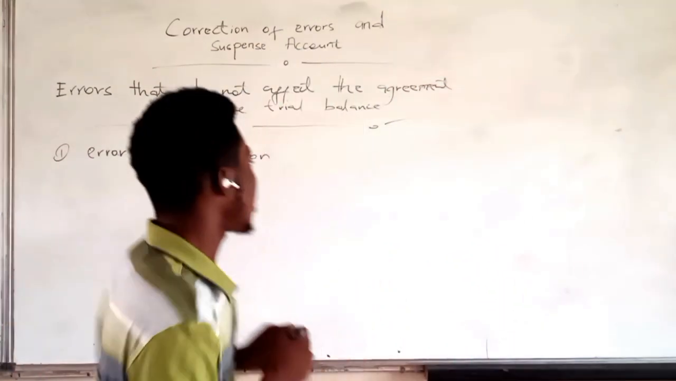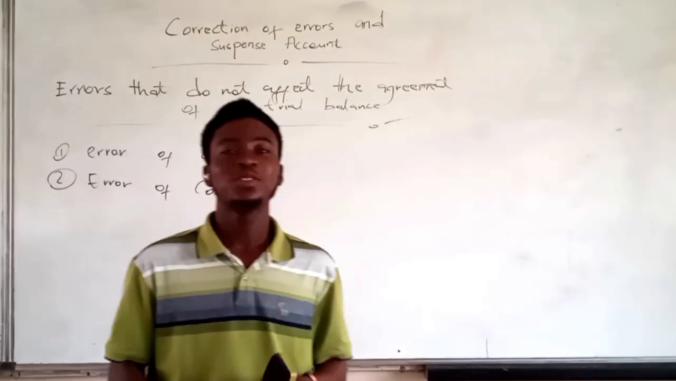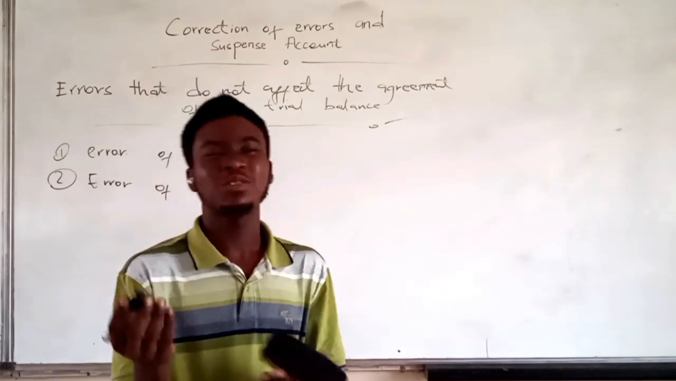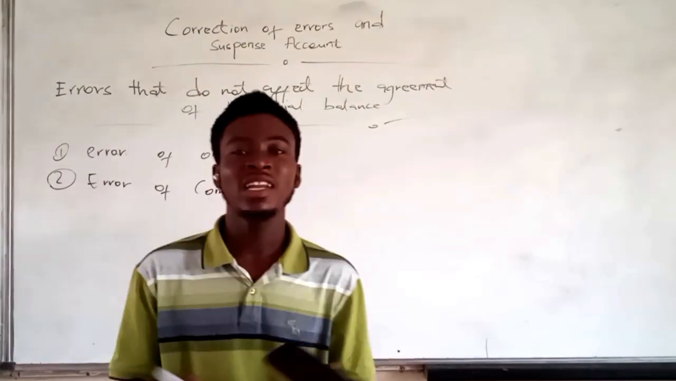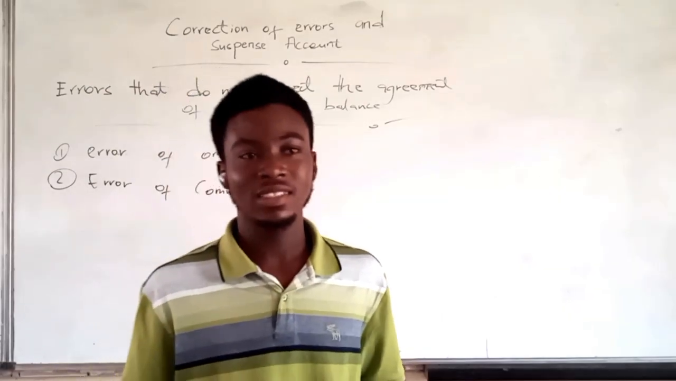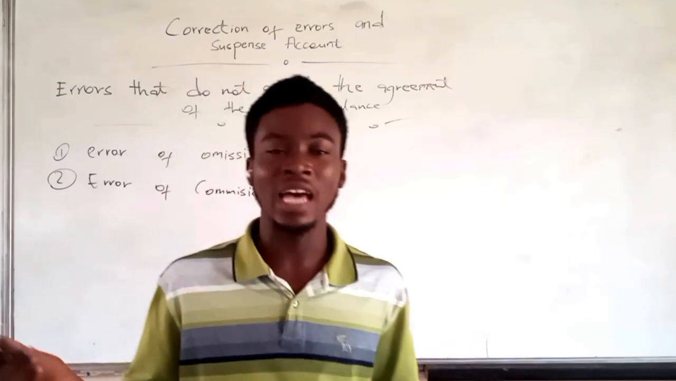Now let's go to the second one. That's error of commission. When we say error of commission, this deals with name similarities. Let's say Amma purchased goods on credit. So we are supposed to do what? Debit Amma and credit the sales account.